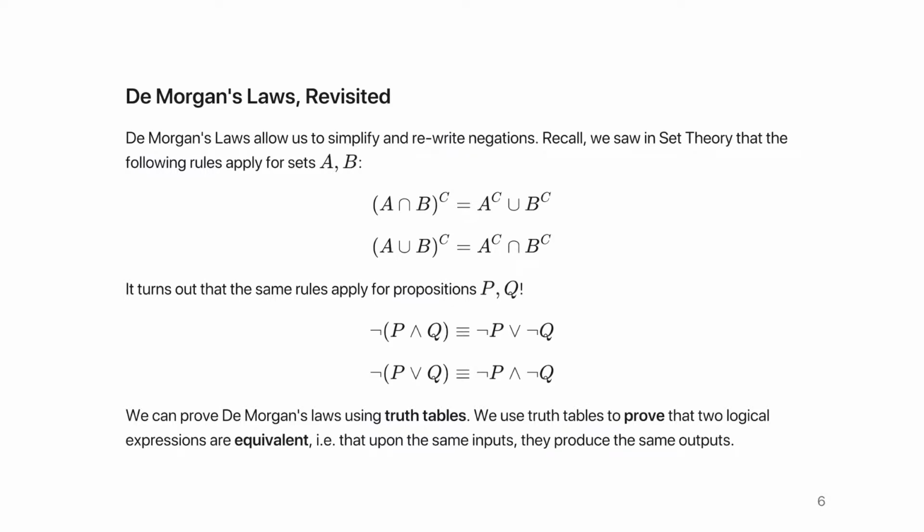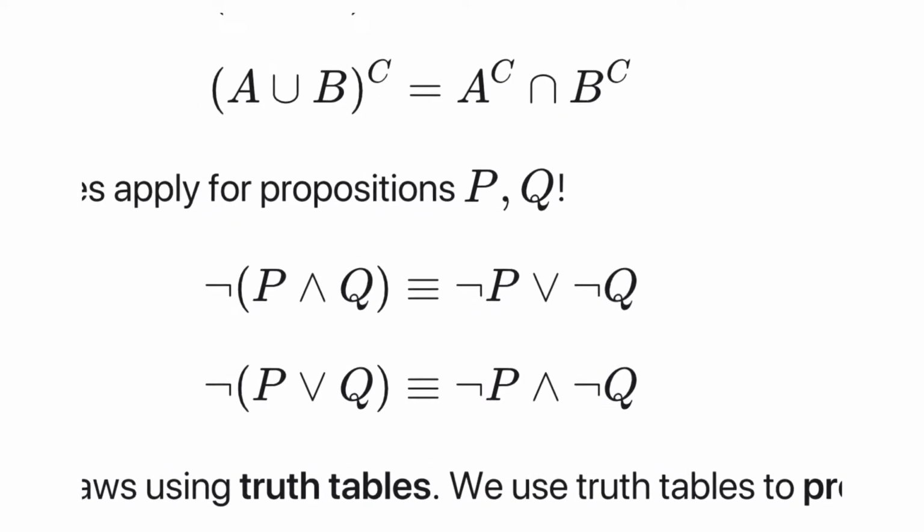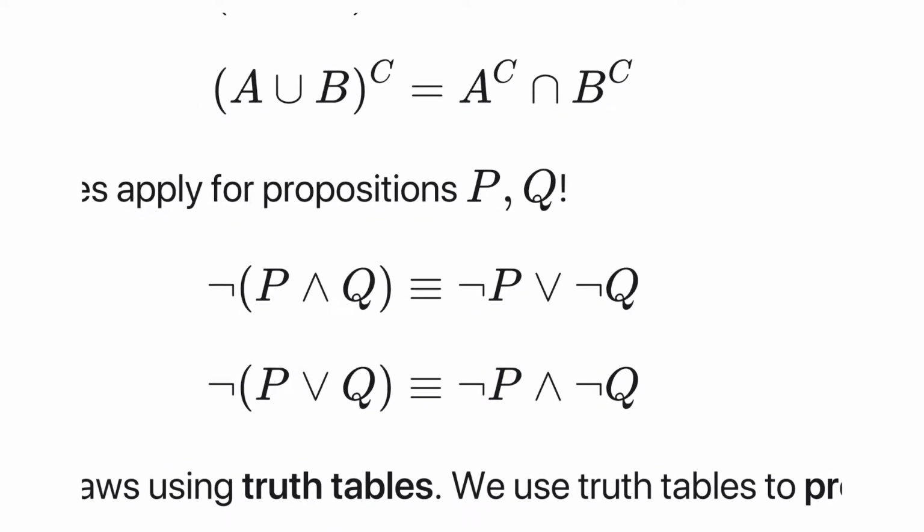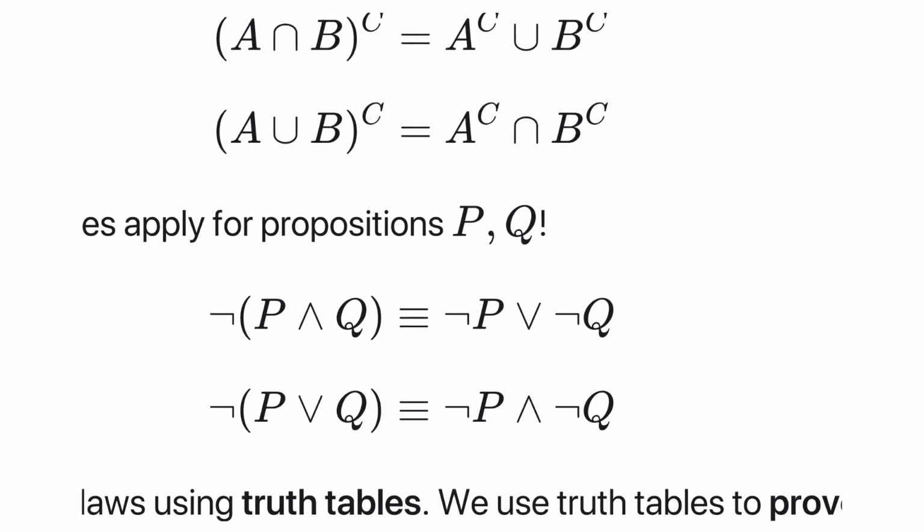Okay? And so that was for sets, but now we're talking about propositional logic. And it turns out that the same rules apply for propositions P and Q. Well, I could have used A and B, but just to differentiate it, I used P and Q. So the negation of P and Q is not P or not Q. Right? Notice how these are essentially saying the exact same thing. And the negation of P or Q is not P and not Q.